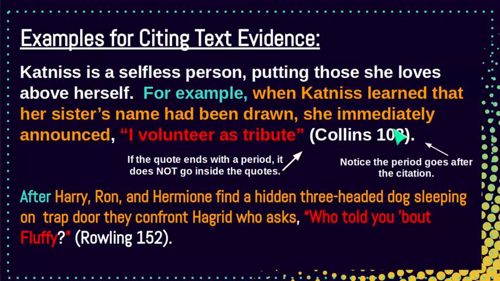Now in this case, because we are going to cite the author and the page number, the period will go at the end of the entire quotation, not at the end of the sentence. So we set it off with a comma, open quotes, I volunteer as tribute, in the quotes, parentheses around the author's last name, the page number, close the parentheses, and then you put a period at the end of your citation.